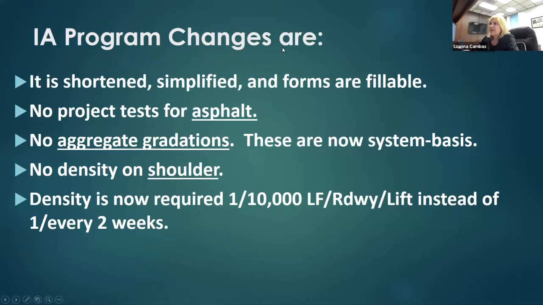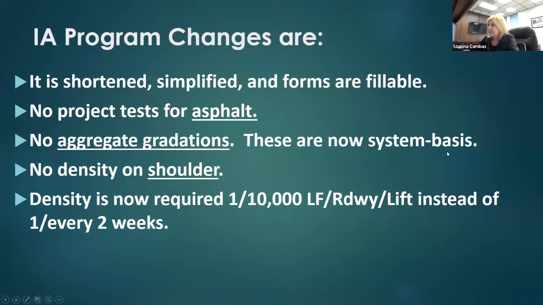So the IA changes are, it is short and simplified and forms are fillable. There are no project tests for asphalt whatsoever. You don't have to get the drill rig out in the middle of the night. You don't have to worry about anybody taking a split sample of any kind of asphalt. That is eliminated because that is now covered under the system approach. There are no aggregate gradations.